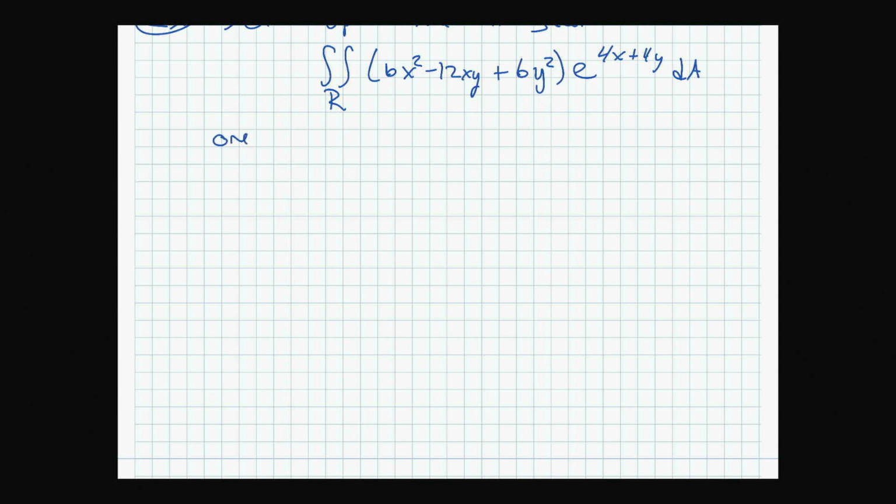Over R. Let's draw the R. So 1, 0; 2, 0; 0, 1; 0, 2. This is R.